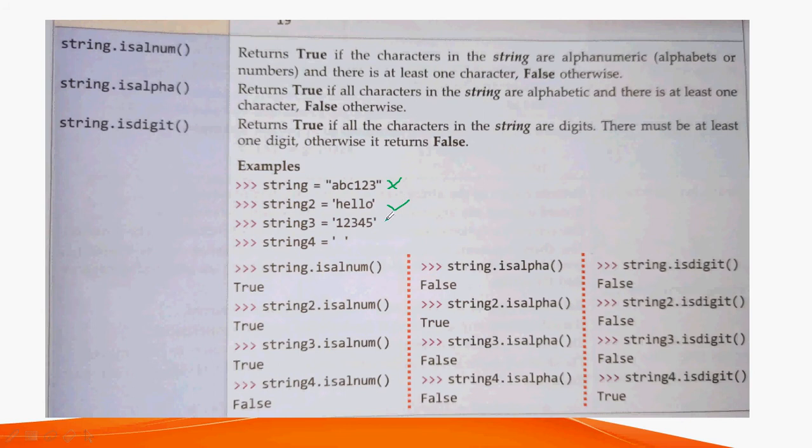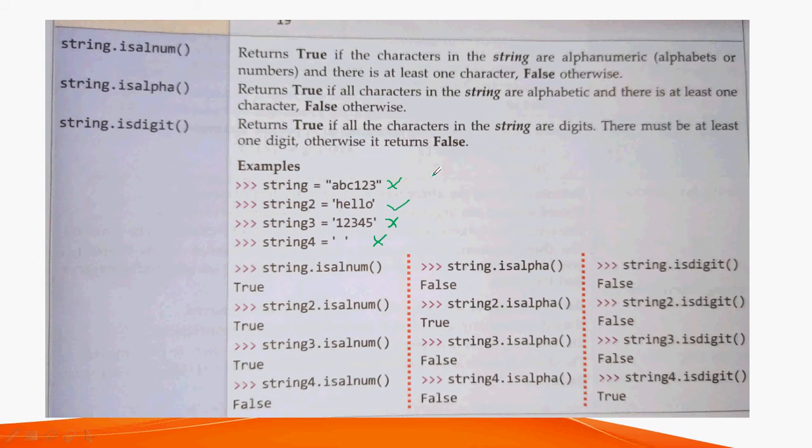Here, string 3 dot isalpha will return false because there is no alphabet at all in it. And what about the fourth one? Definitely false. There is no alphabet in it. Isalpha for string 4 will return false.